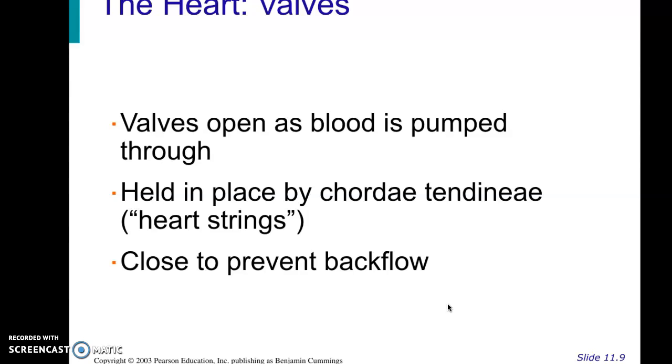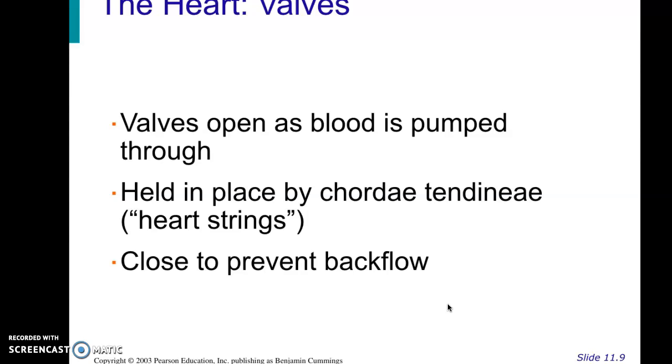There are strings that attach to both the tricuspid and the mitral valve because they're flaps, and those are called chordae tendineae. They're also called the heartstrings, and they keep the valve attached to the walls of the heart. The heart valves actually close so that the blood does not go backwards.